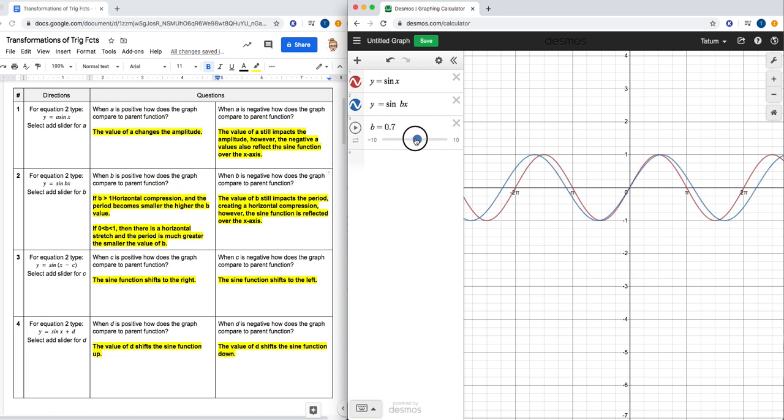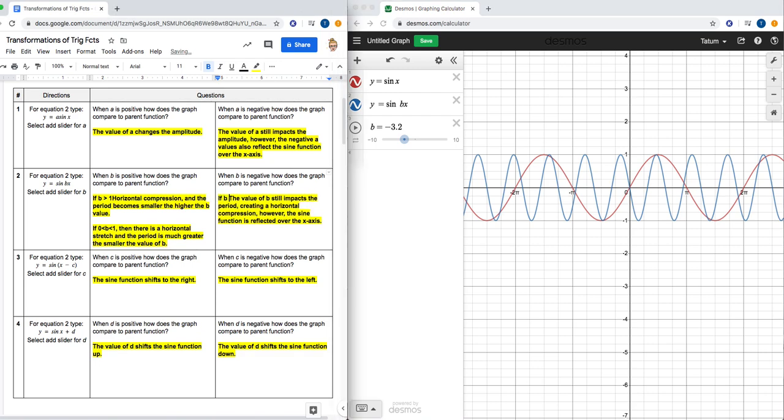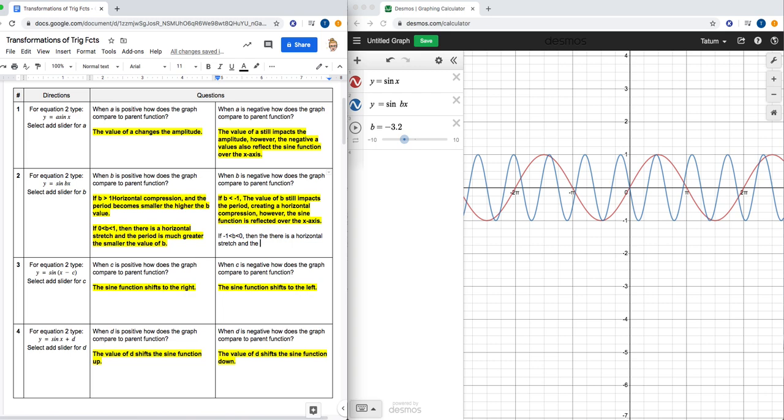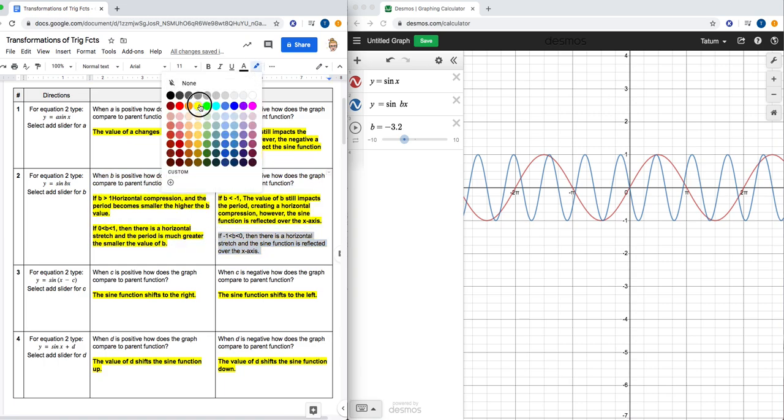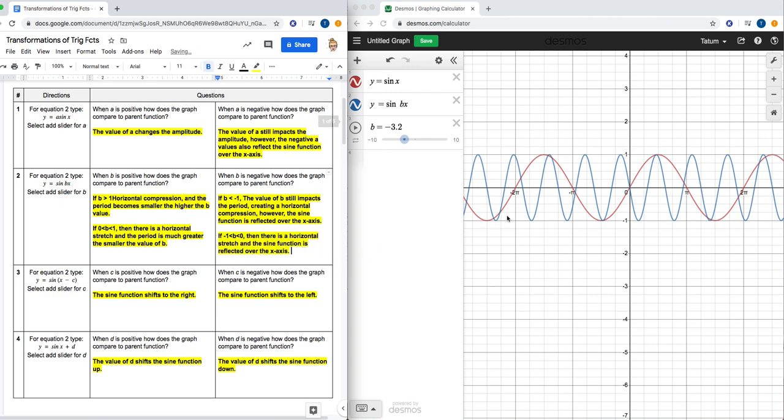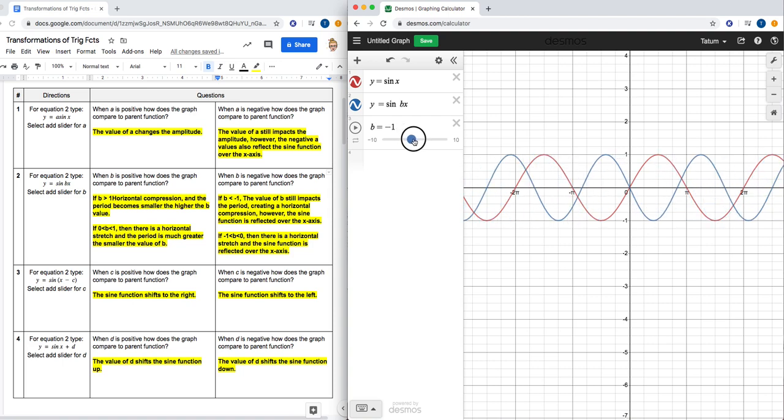However, the sine function is reflected. So that was true if b was less than -1, right? So if b is less than -1, that's going to be the case. But then if b is between 0 and -1, so if -1 is less than b is less than 0, then there is a horizontal stretch and the sine function is reflected over the x-axis. So if b is between -1 and 0, we have that stretch, but it's still reflected.